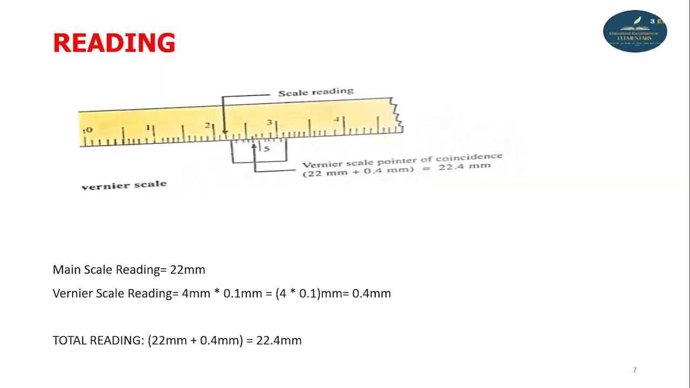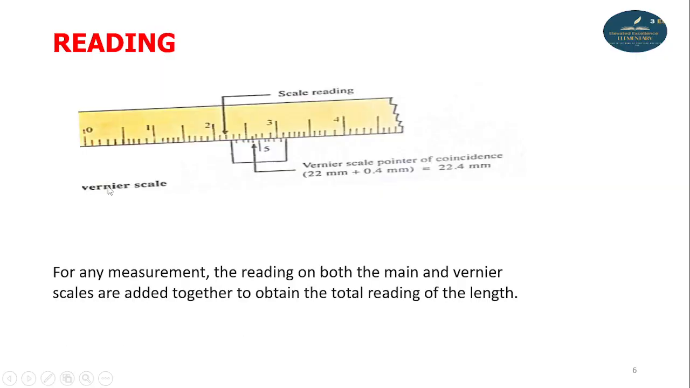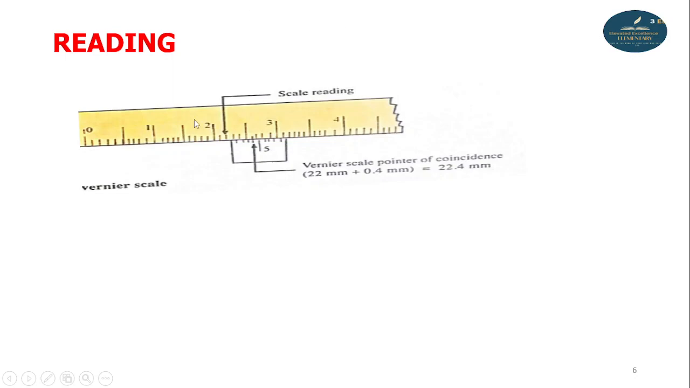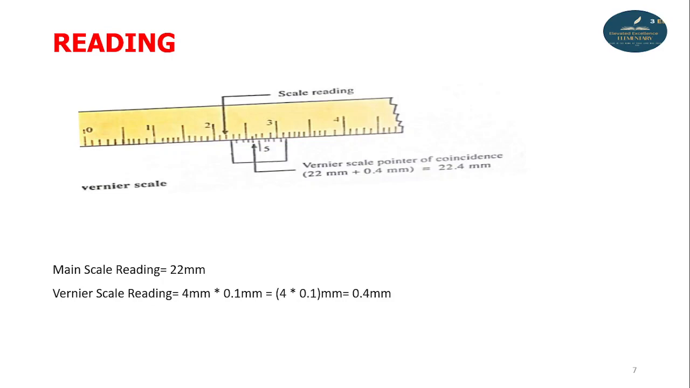What do we do? It was actually listed there, maybe you did not read it, that the vernier calipers can measure length more accurately than the meter rule, to measure small length to the nearest 0.1 millimeters. So this statement will be applied now. To measure small length to the nearest 0.1 millimeters, which is the vernier caliper. So looking at this reading here, we have 4 as the point of coincidence, which is our vernier scale reading.